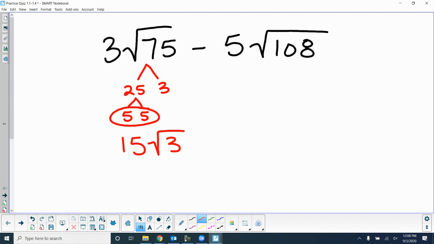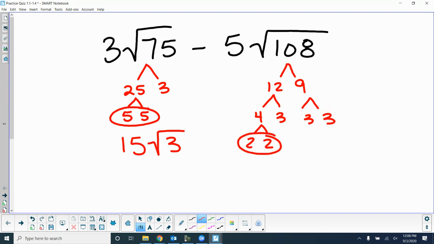Mary, what'd you do for a factor tree on 108? I just put it to 12 and 9. Then what? And then the 12, 4 times 3. And then the 9, 3 and 3. And 2 and 2? Good.